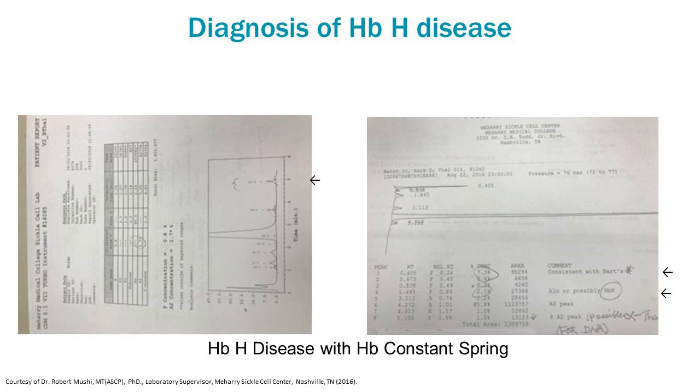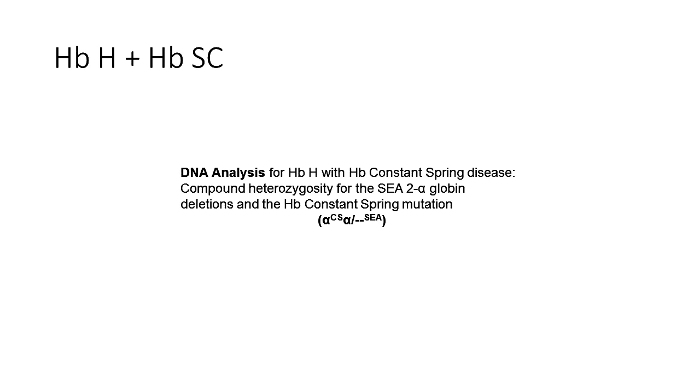Next slide, please. And DNA analysis revealed hemoglobin H plus hemoglobin Constant Spring. And please note that the S at the top should be after the C. It's Constant Spring, CS. And DNA analysis revealed alpha Constant Spring alpha / Southeast Asian deletion. So this patient had hemoglobin H plus hemoglobin Constant Spring disease.